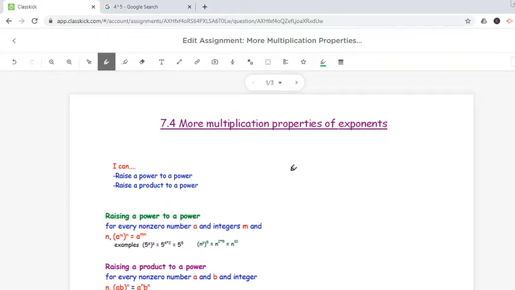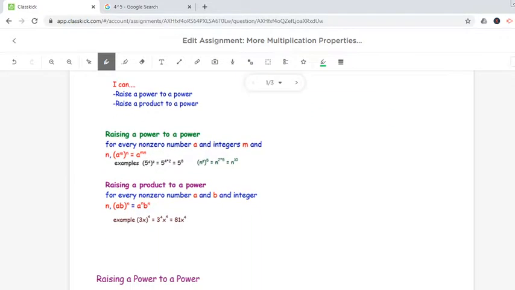Okay, so today we are doing more multiplication properties of exponents. So in this lesson, I can raise a power to a power and raise a product to a power. So we will learn how to do this. It doesn't make much sense now, but we will learn. So raising a power to a power, right there.